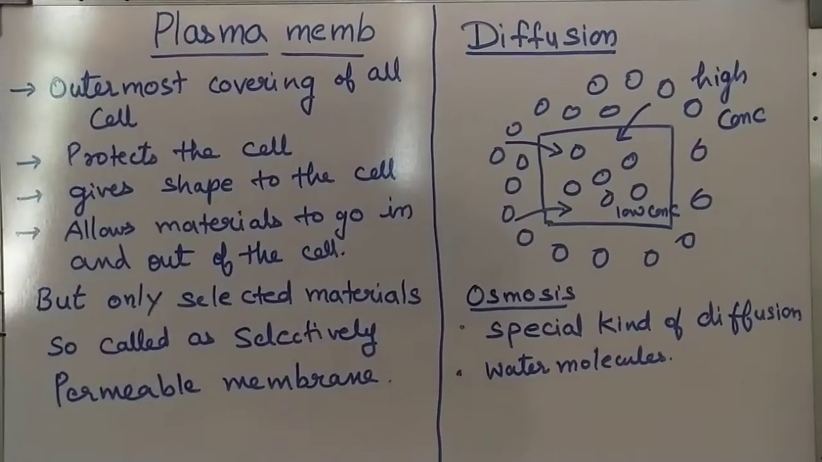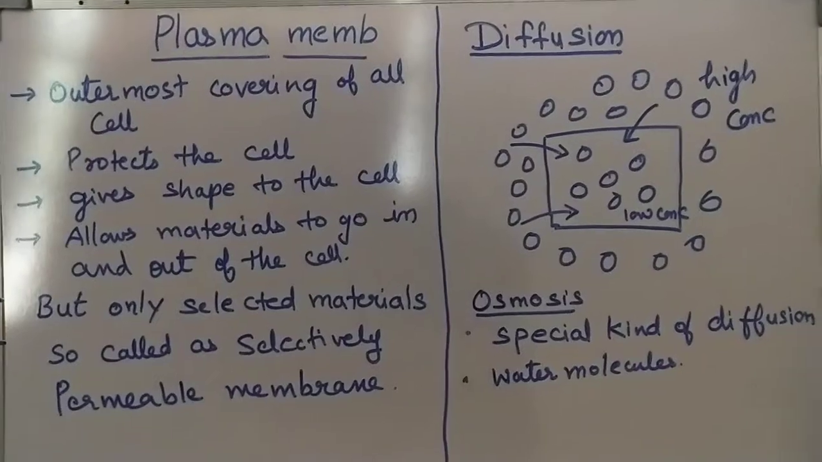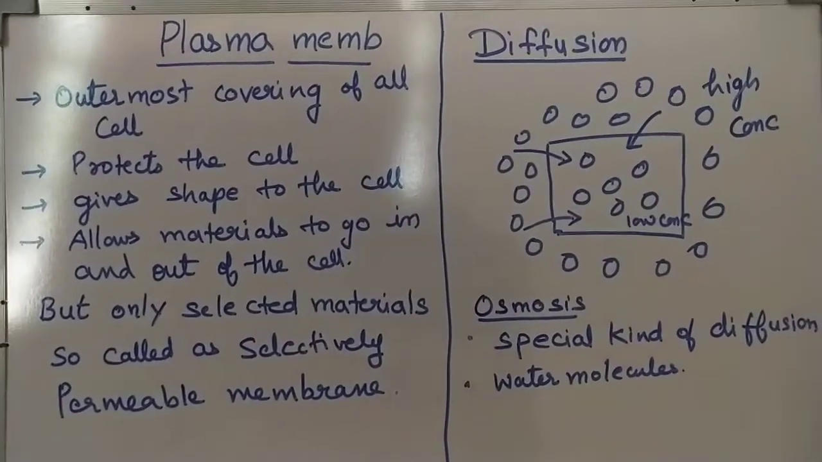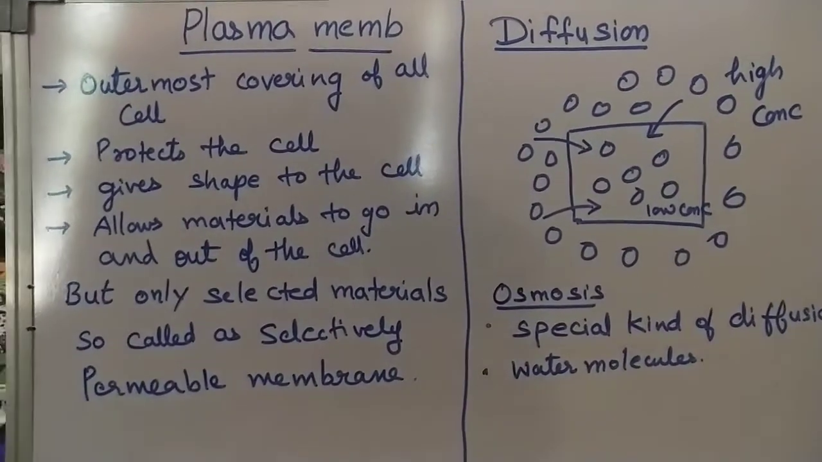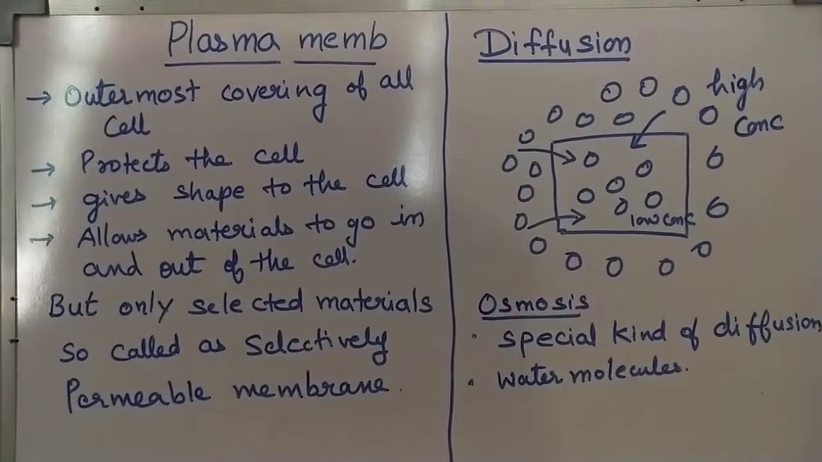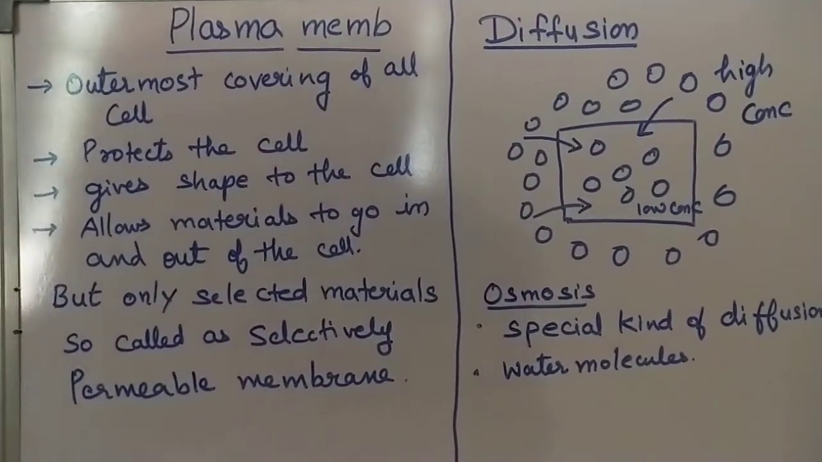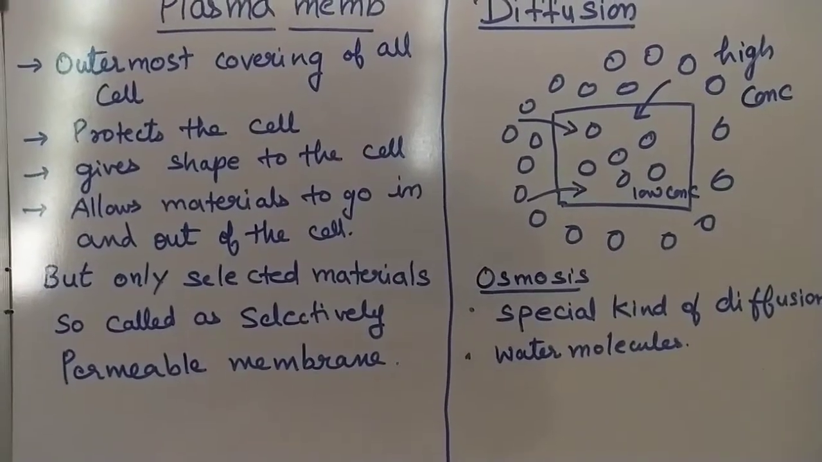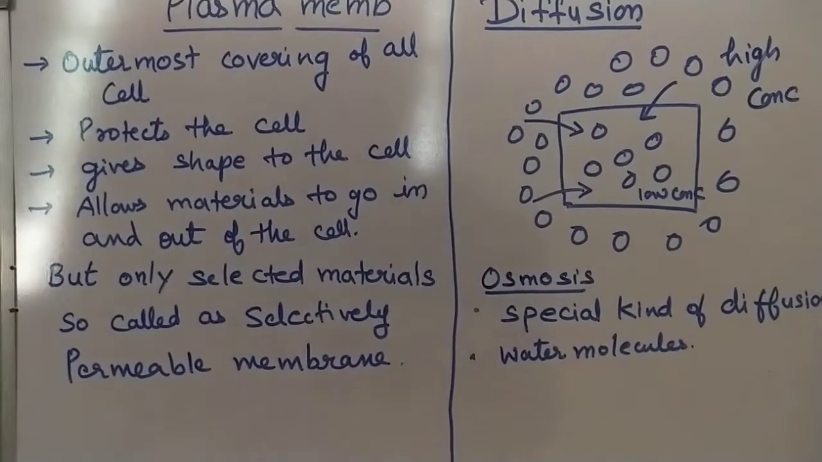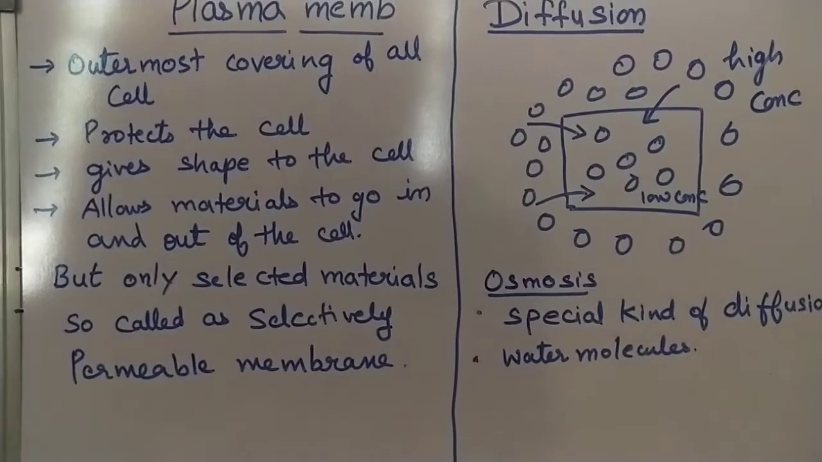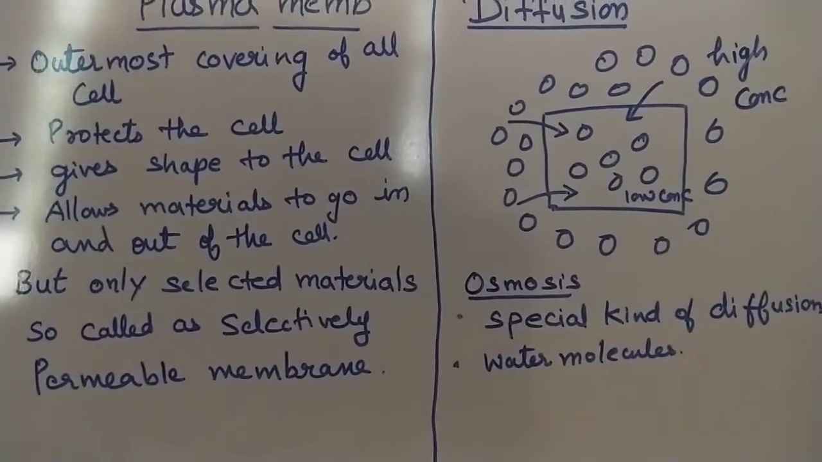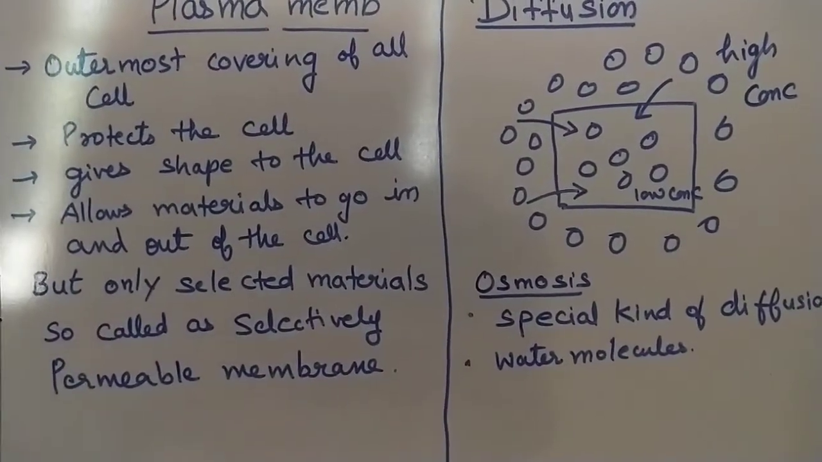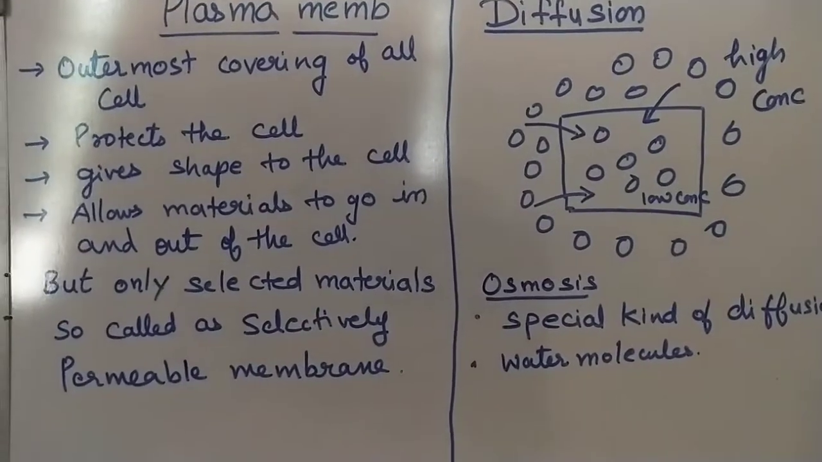Now, what is the function of plasma membrane? It protects the cell as well as gives shape to the cell. Now, in this class, we will learn about one more function, that it allows materials to go in and out of the cell. Okay?